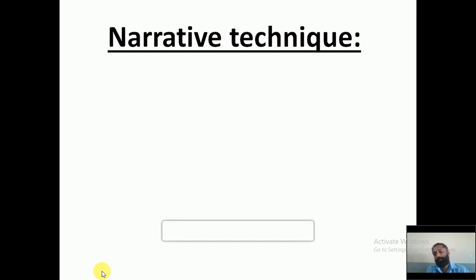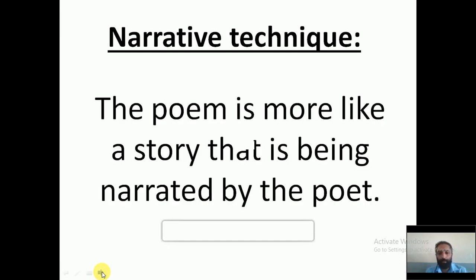The first one is known as narrative technique. What does it mean? This poem, Nine Gold Medals, is more like a story that is being narrated by the poet. Though it is a poem, it is more like a story that is being narrated by the poet. You must have understood this when you went through the explanation of this particular poem. So that is the narrative technique used in this poem. I hope you have understood the term narrative technique.